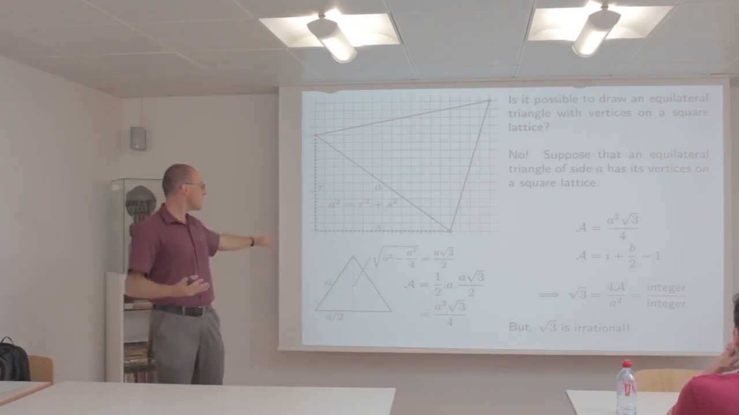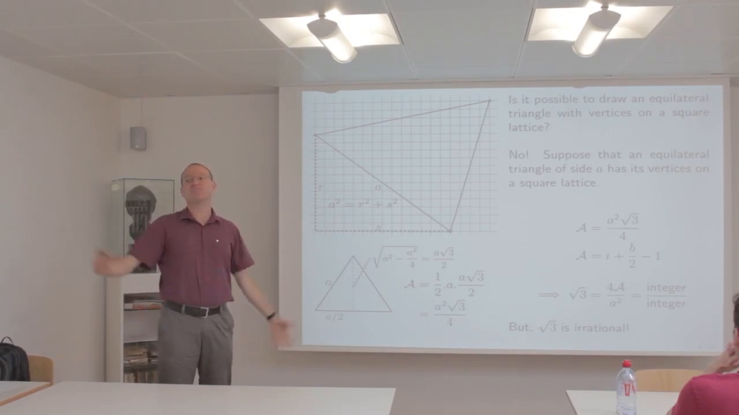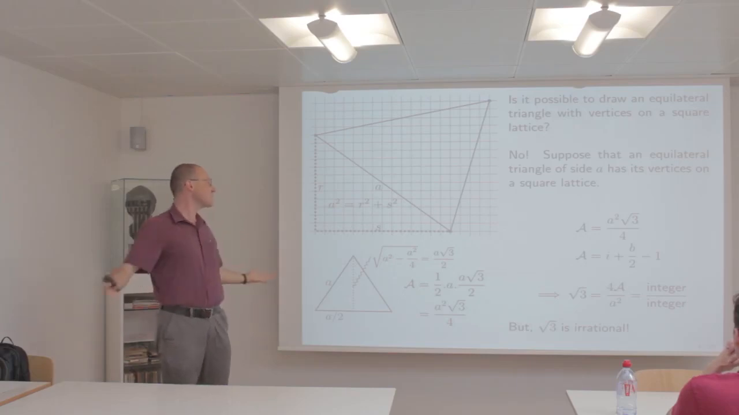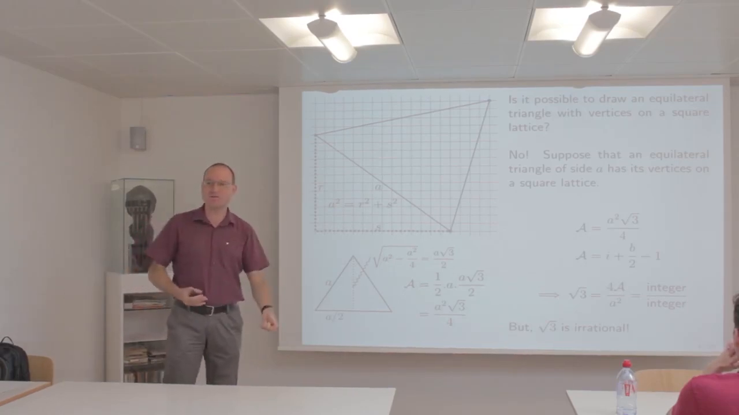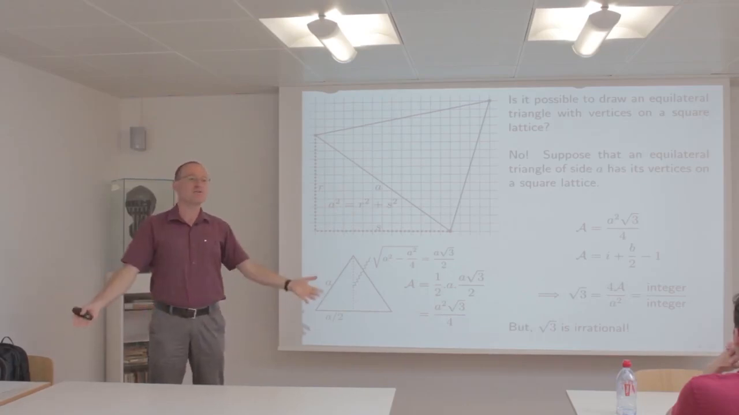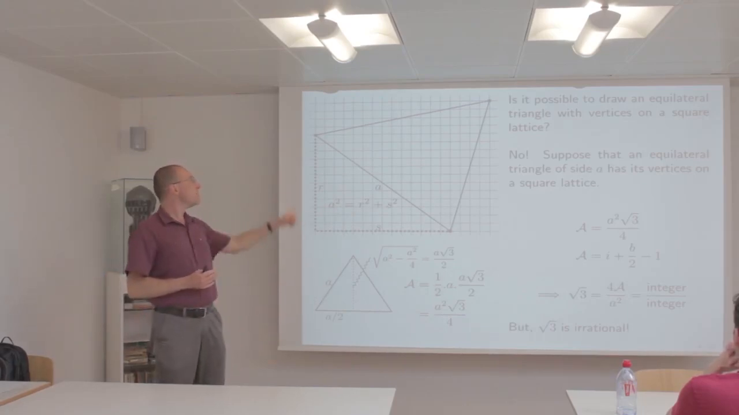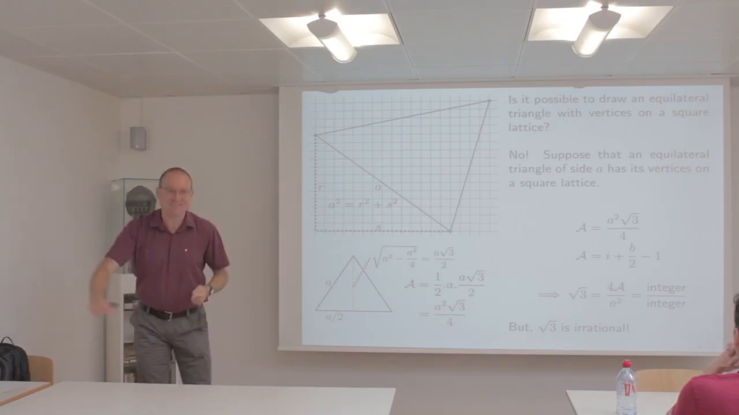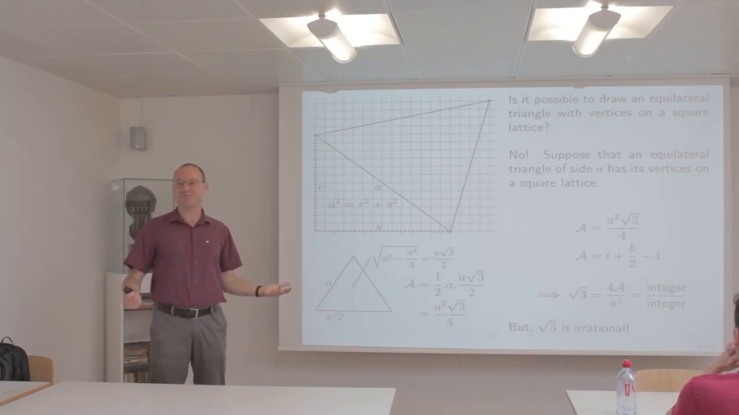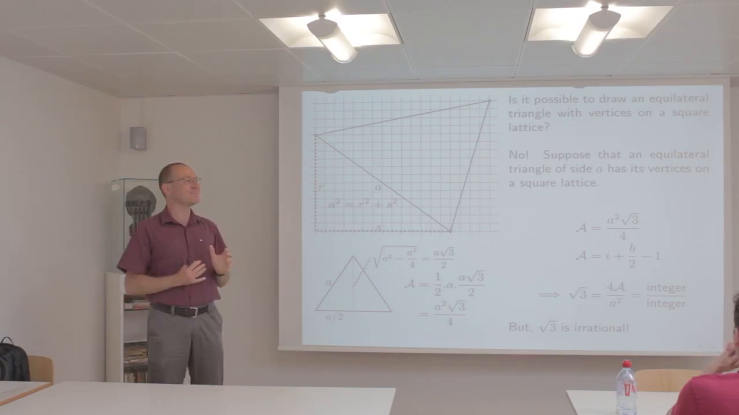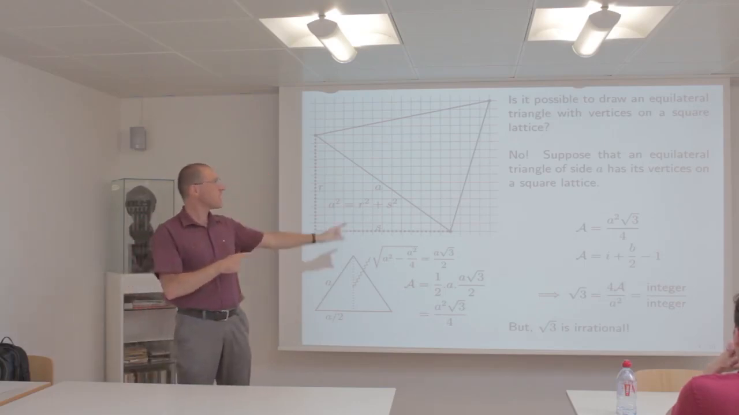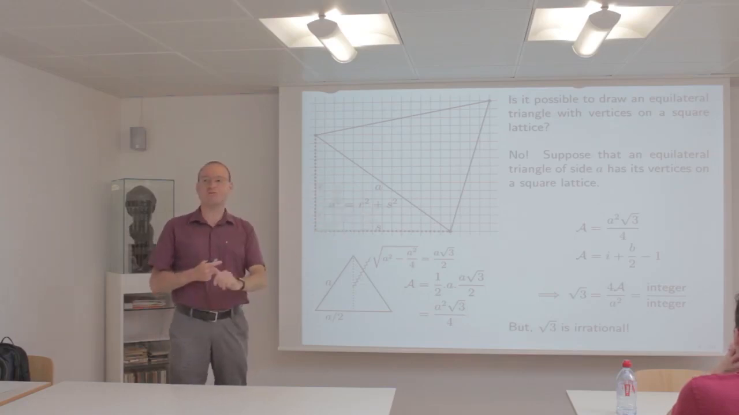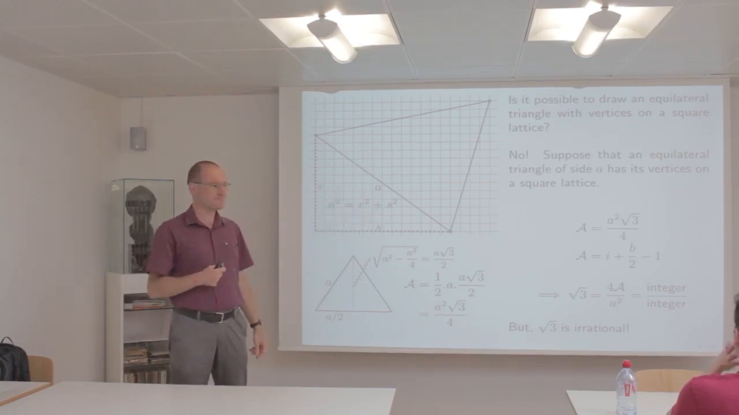Philosophically, what's happening is equilateral triangles, they love the number square root of 3. If you play in your geometry classes with equilateral triangles, square root of 3 appears all the time. Anytime you drop a perpendicular, anytime you compute an area, whatever you compute, square root of 3 shows up all the time. But square lattices, they repel the number square root of 3. They hate the number square root of 3. And that's why you have this incompatibility. You cannot draw an equilateral triangle on a square lattice. This is again an application of Pick's formula combined with the conventional formula for area of a triangle.